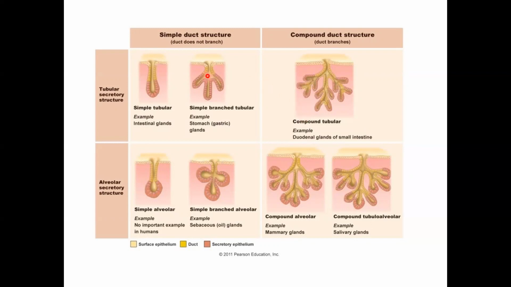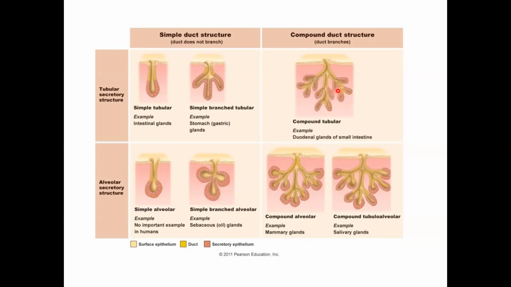These are simple because the duct, as it comes out, is not branching. You've got one duct for all three of these little branches down here. Down here we have alveolar, they're sort of berry-shaped here. Simple alveolar, there really aren't any in people. And then here are like sebaceous glands. This is a simple branched alveolar.